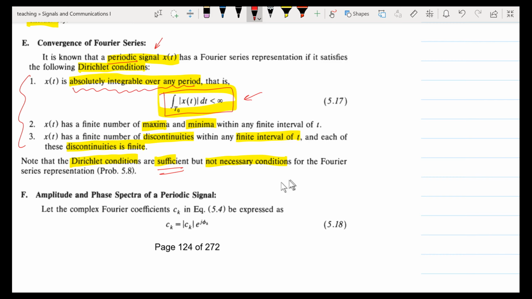So these are the sufficient conditions that allow you to do the representation of a periodic signal, but they are not the necessary conditions. Those necessary conditions may be found in problem 5.4, and I will endeavor to look at it when we do the revision of the problems at a later section, particularly during a tutorial.